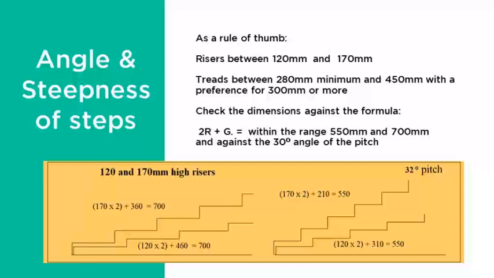But the upper example on the right is unacceptable, because the tread is shorter than the rule of thumb and the pitch line is greater than 30 degrees, even though applying the formula gives the same total of 550.